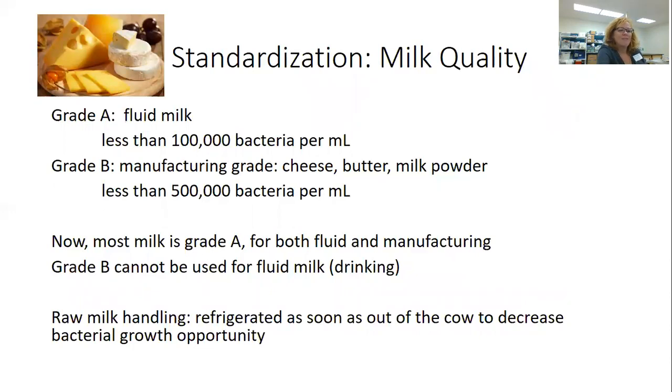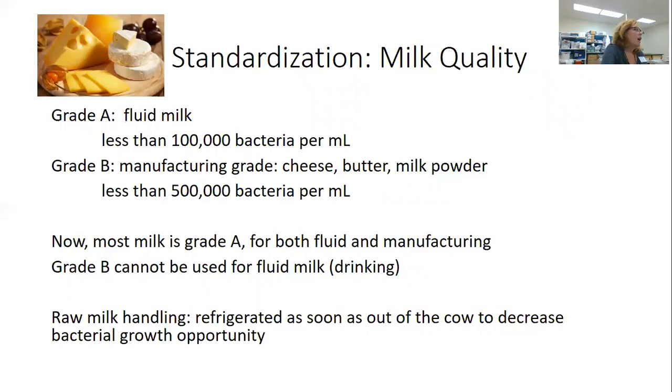Don't worry. Okay. So fluid milk is less than 100,000 bacteria per mil. So the bacteria count is low in the raw milk. Grade B, used for cheese, butter, milk powder, has to be less than 500,000 bacteria per mil. So at intake, the dairy technicians, when they go to the farm, do bacteria tests on the milk. Most milk is grade A, and we can't use grade B for fluid milk.